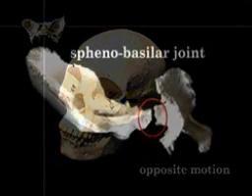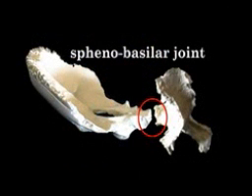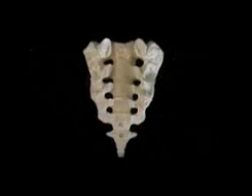The sphenoid and the occiput are joined at the spheno-basilar junction. It is because of this sacrum-occiput-sphenoid connection that clients will frequently feel their sinuses clear or experience some other sensation in their head while you are working on their sacrum.